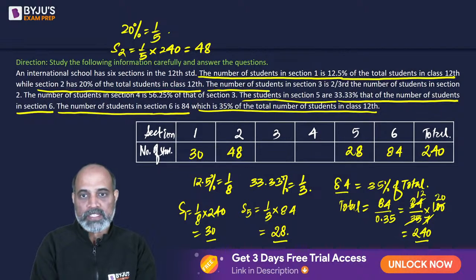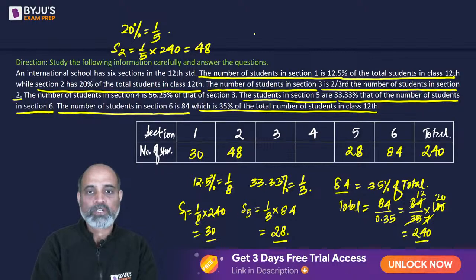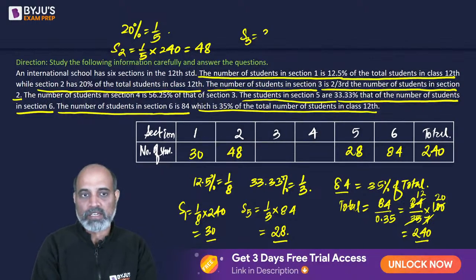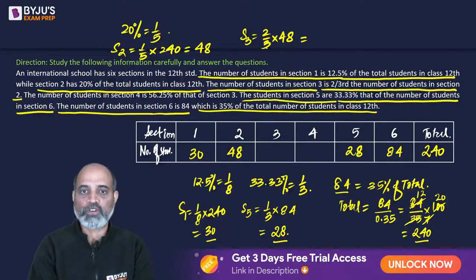Now the number of students in section 3 is 2/3 the number of students in section 2. So 2/3 of 48: 3 into 16 is 48, so 16 into 2 will be 32. So we can find 32 here.